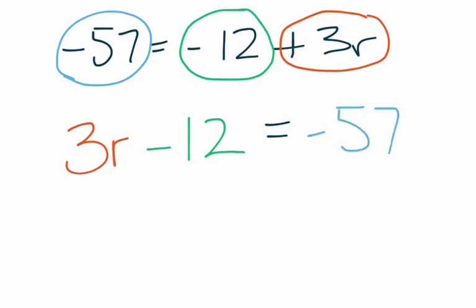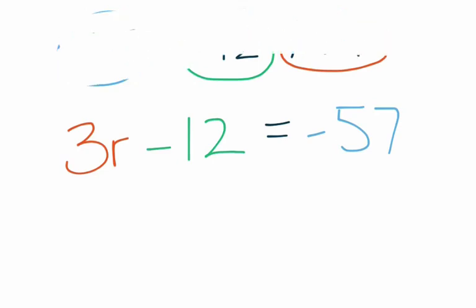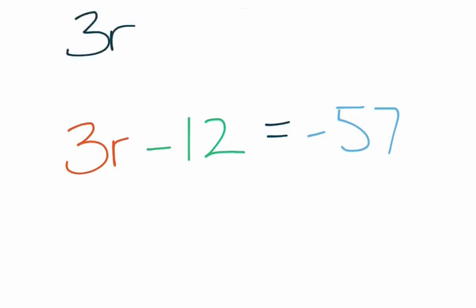Notice that we didn't change any of the values. 3r was positive, and we left it positive. 12 was negative, and we left it negative. 57 was negative, and we left it negative. But I think that when you rewrite it like this, it really helps with solving. So let's keep it in this format, and we'll solve it from here. I'm going to rewrite it at the top, and we'll start solving.